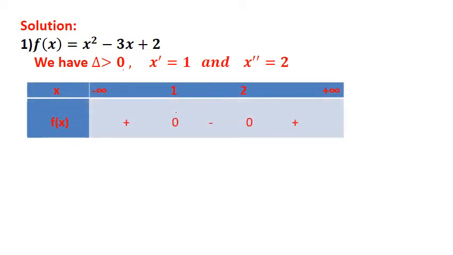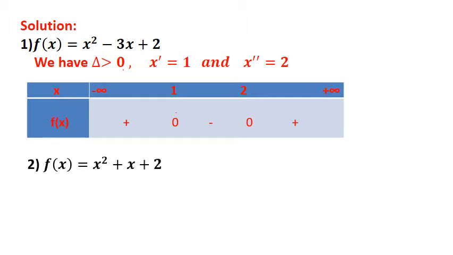We put first the domain of definition of f. Since f is a polynomial, its domain is minus infinity to plus infinity. The roots are 1 and 2. Since we have two distinct roots, the sign of f of x between 1 and 2 is the opposite sign of a. A is 1, it's positive, then the sign between 1 and 2 is minus, and before 1 and after 2, the same sign as a, which is positive.